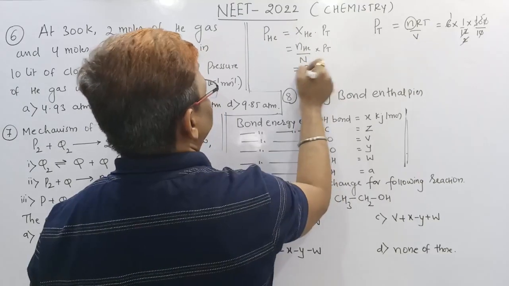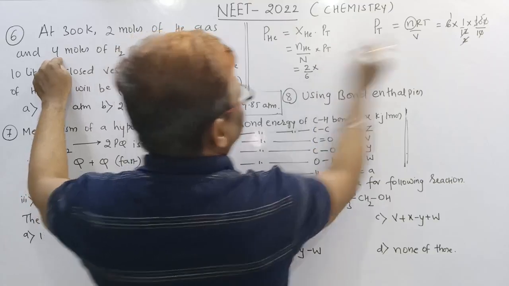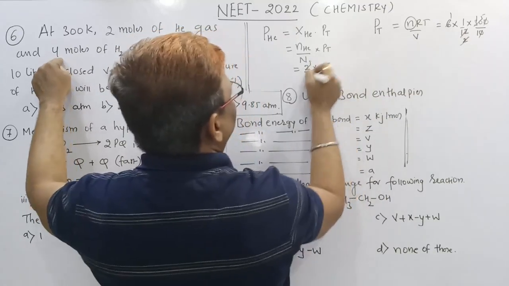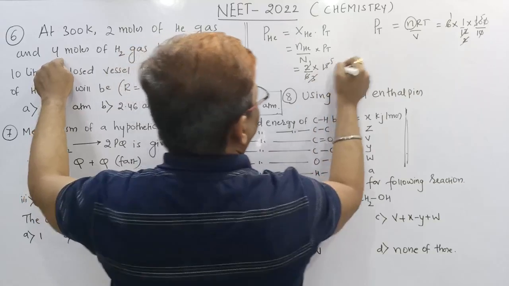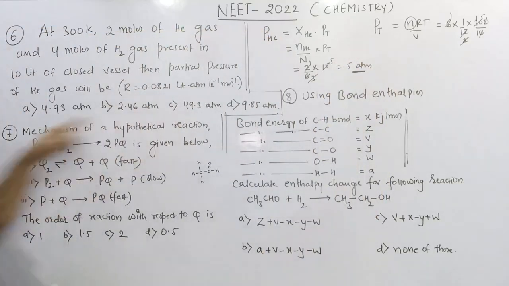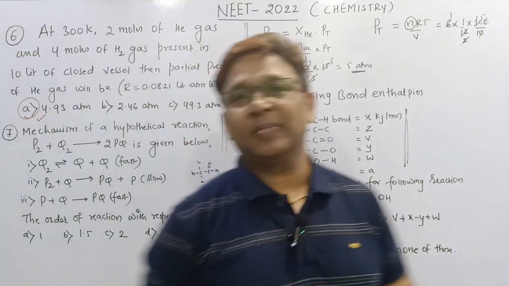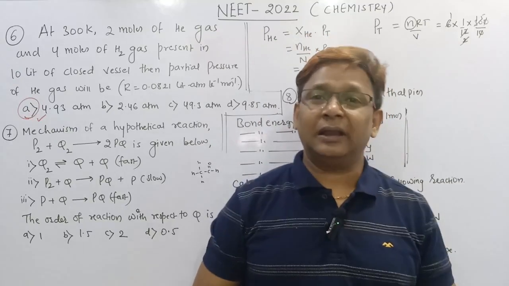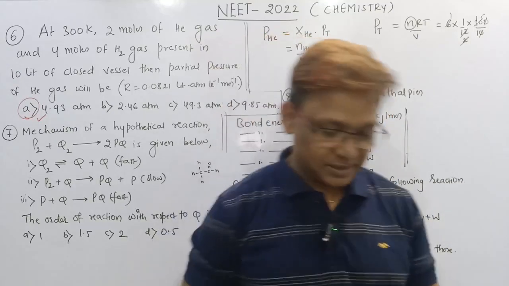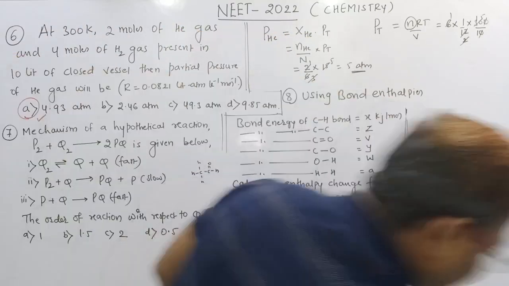Number of moles of helium is 2, total number of moles 2 plus 4, 6, into the total pressure that we got as 15. 2 ones are, 2 threes are, 3 fives are, approximately 5 atmospheric pressure. You can see 5 atmospheric pressure means nearly this is correct. So we can say option number 1, that is A, 4.93 atm is the correct answer for this one. It belongs to states of matter, ideal gas equation, and the partial pressure concept. Next question you can see here beta. Mechanism of a hypothetical reaction was given.